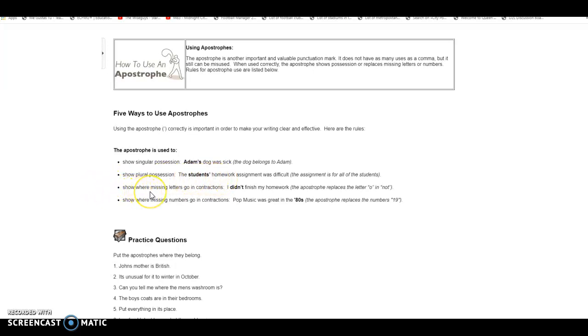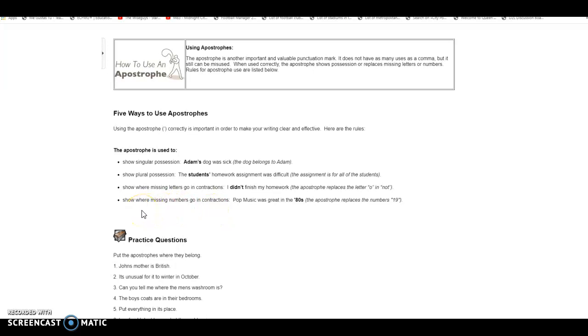You can also use apostrophes to show missing letters in what we call contractions. So didn't. So that is did not in formal language. So we've taken out the O. We have to show that by putting in an apostrophe. And you can also show where missing numbers go in contractions. So something like pop music was great in the 80s. So we've taken out 19. So that would be 1980s, as in the decade. So if we just say the 80s, we have to show that 19 has been omitted.